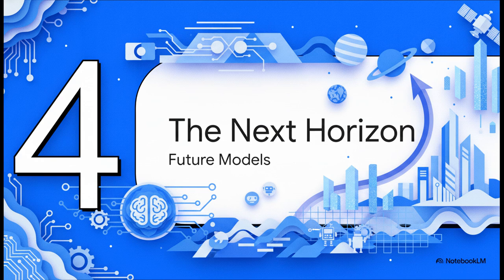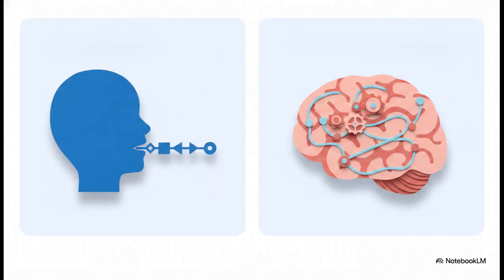Which brings us to Chapter 4, and I am so excited to talk about this. The next horizon, future models. We've seen what developers are building today, sure. But the architecture of artificial intelligence is evolving at just a breakneck pace. We are currently witnessing a massive evolutionary leap in what these models can do. Traditional large language models generate answers primarily based on learned pattern matching. They're incredibly good at predicting the next most likely word based on their training data.